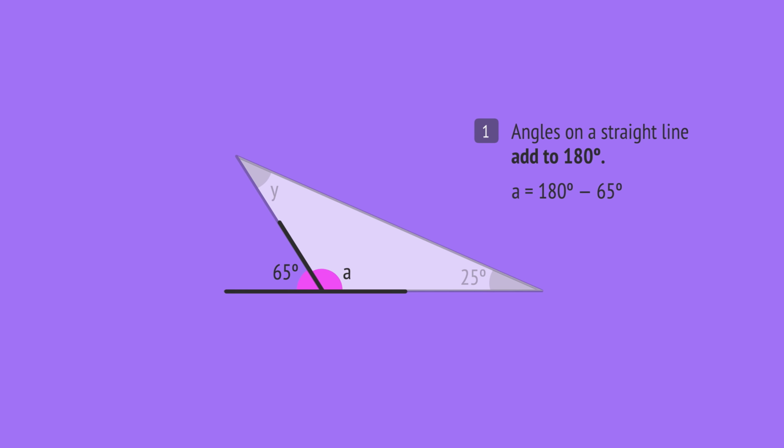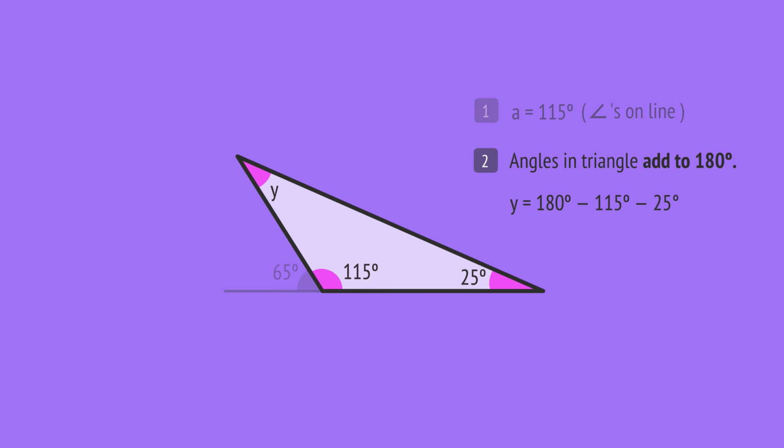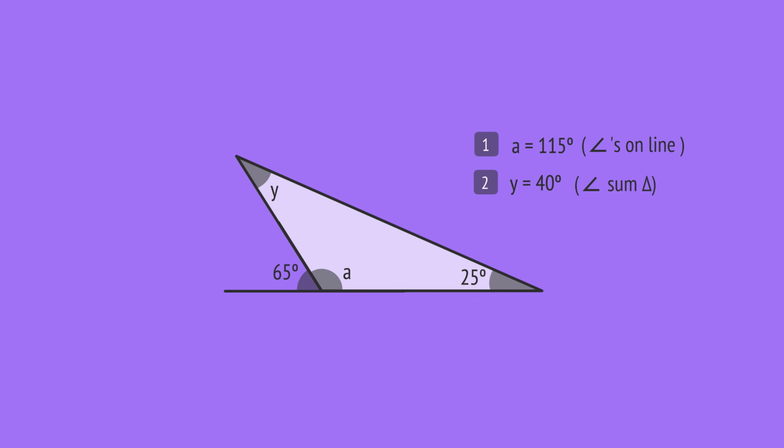Subtracting 65 from 180, we see that angle A must be 115 degrees. And since we know the interior angles of a triangle add up to 180 degrees, we can subtract 115 and 25 from 180 degrees to give angle y as 40 degrees. We can summarize our working, giving the geometric reasons we applied at each step using appropriate abbreviations.